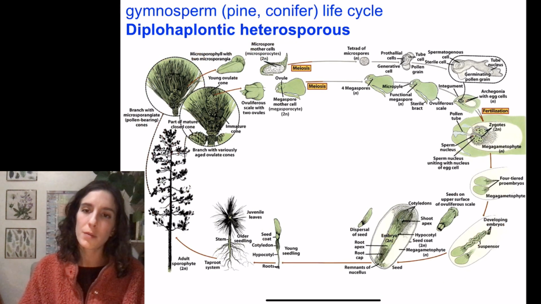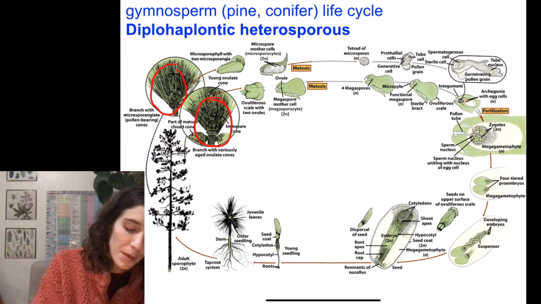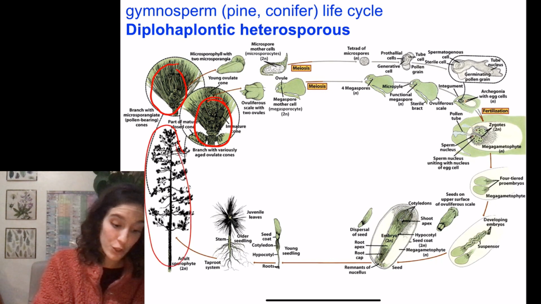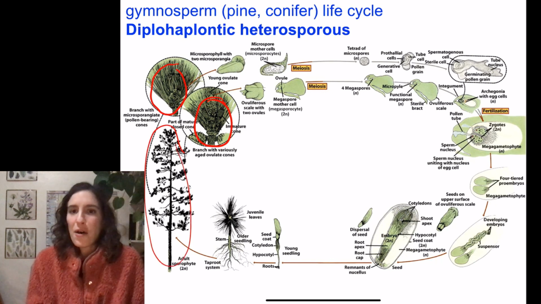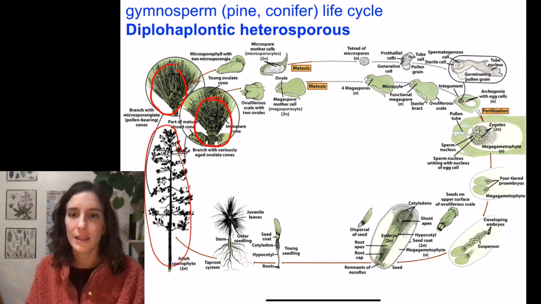The gymnosperms figured out a way to deal with that by retaining the megagametophyte in the megasporangium, and therefore on the megastrobolus, on that cone. So therefore it's attached to the tree itself, right? The seed is forming on the mother tree, if you will.